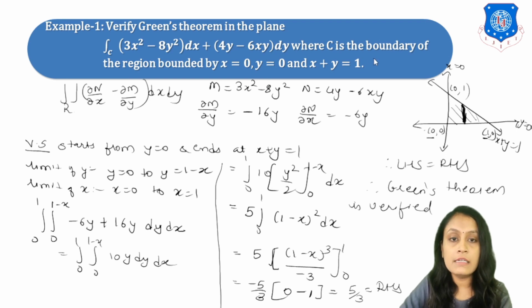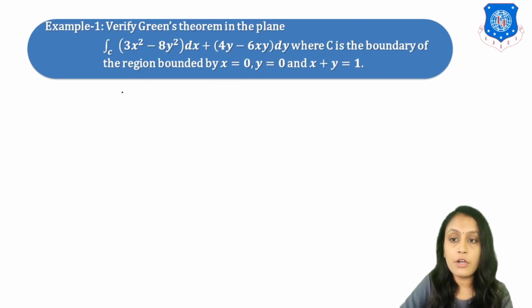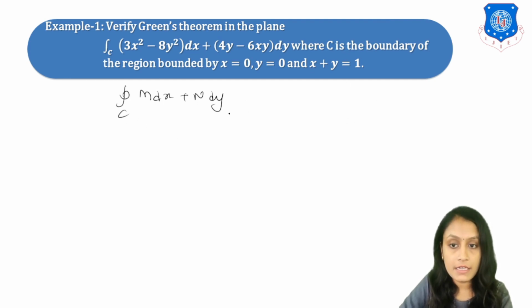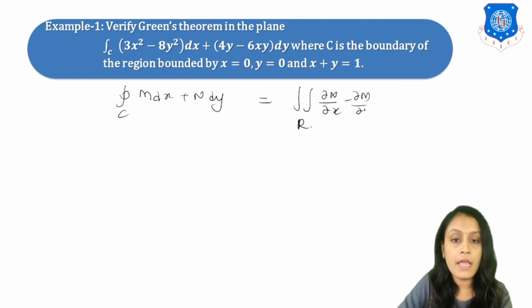Okay, so firstly I'll briefly discuss the method. What we have to do, first we have to find this closed integration over c of m dx plus n dy. Whatever the graph is given, we have to follow the path and find this line integral. And then, using the double integration over region R, we have to find del n by del x minus del m by del y dx dy. Okay, and we have to check whether both the answers are the same or not. And whenever we are verifying Green's theorem, you will get the same answer.